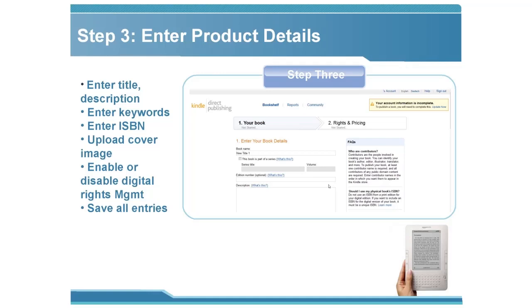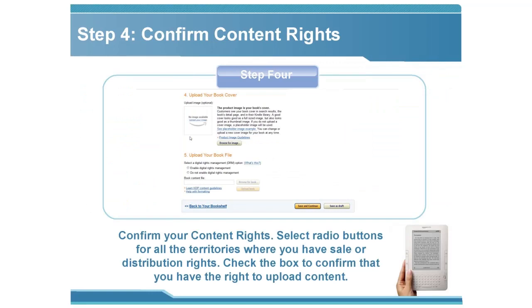This is where you upload your cover image as well. Note the option to enable or disable digital rights management. When you're done, click on Save Entries. Step 4. Confirm content rights. Confirm your content rights. Select radio buttons for all the territories where you have sale or distribution rights. Check the box to confirm that you have the right to upload content.